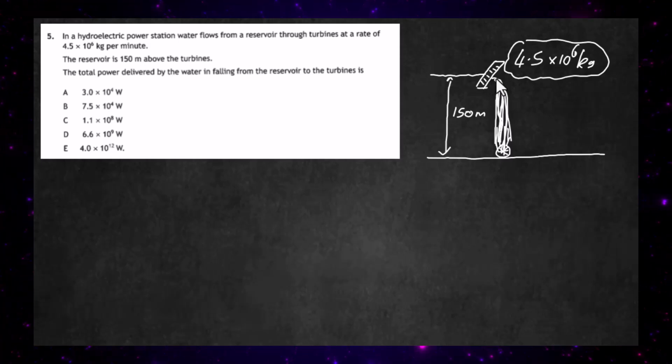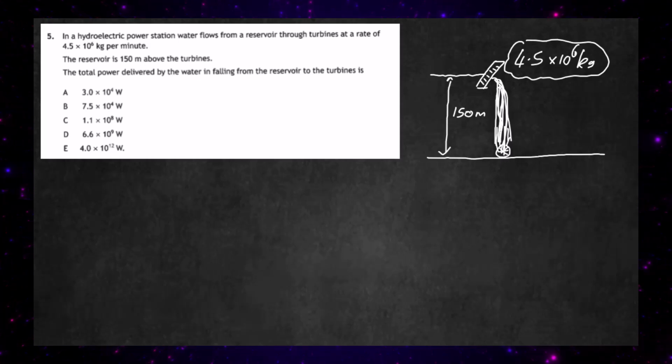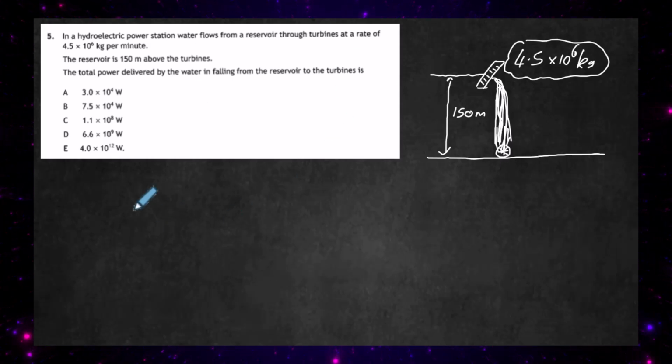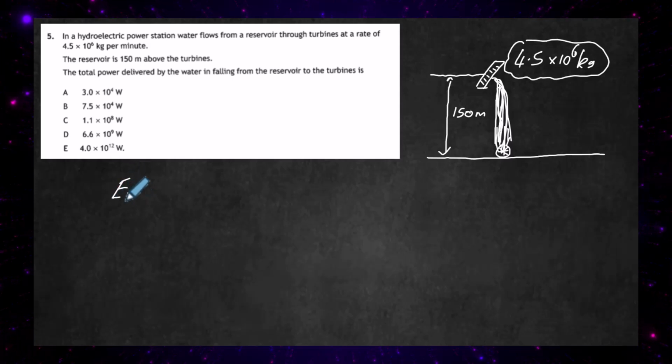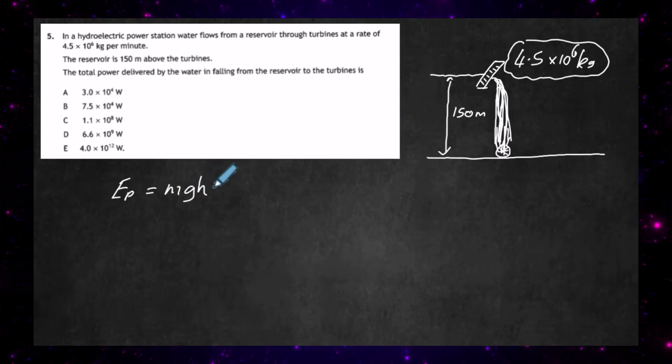That potential energy is going to be transferred into kinetic energy at the turbines. So let's work out the potential energy of that amount of water. The potential energy is quite simple to do. It is equal to the mass times the gravity times the height.